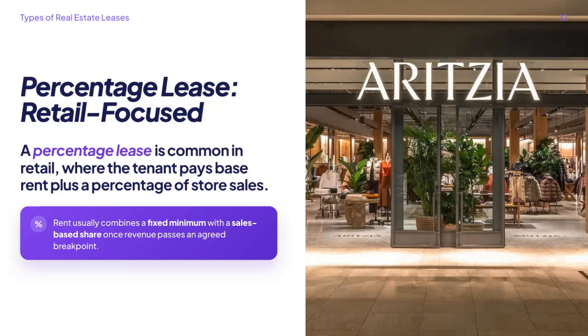Now, let's talk about the percentage lease, which is especially common in the retail sector. In this type of lease, the tenant pays a base rent, which is a fixed amount, plus a percentage of their store sales. This means that the total rent can vary depending on how well the business performs. Typically, there's a minimum rent guaranteed by the tenant, and once their sales exceed a certain agreed-upon threshold, or breakpoint, they start sharing a portion of those additional sales with the landlord. This structure helps align the interests of both the tenant and the landlord, since the rent reflects the store's success. It's an important concept to understand when examining different types of real estate leases.